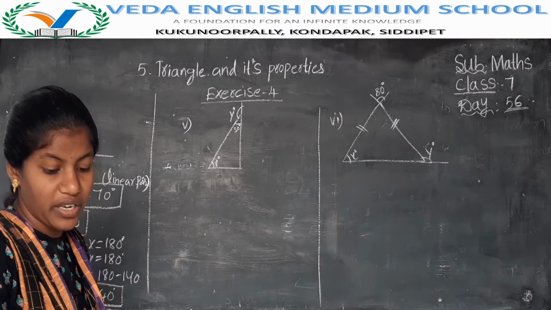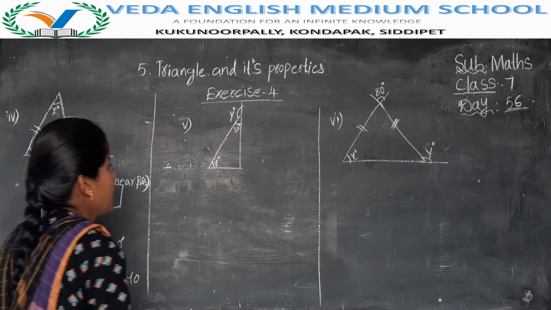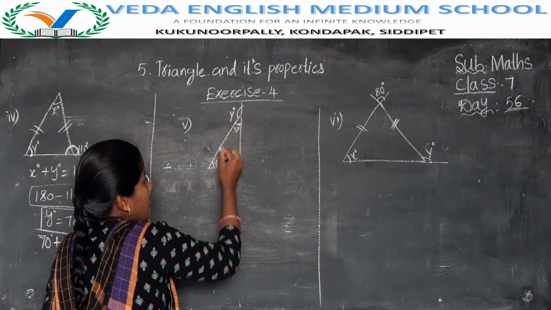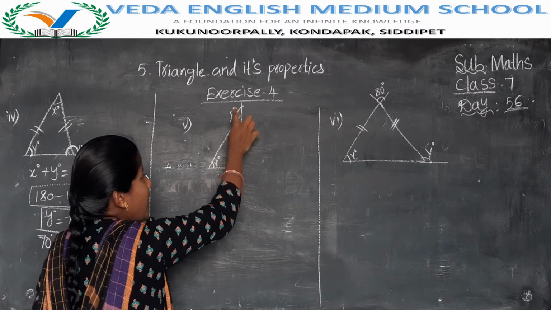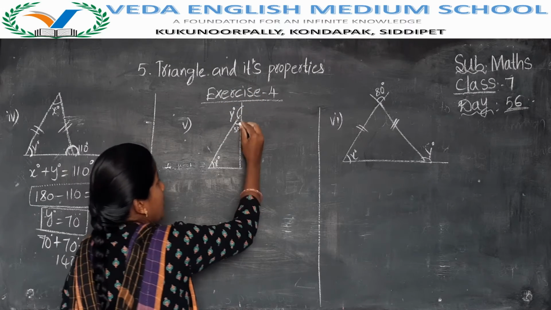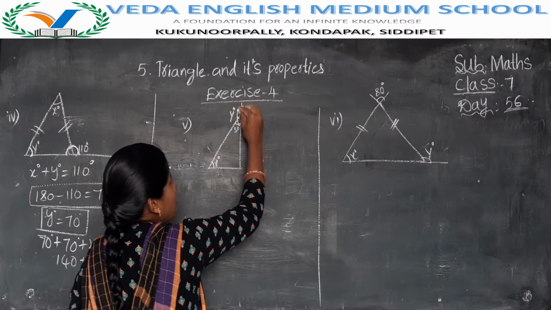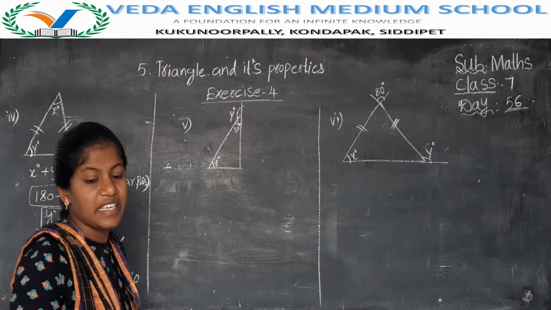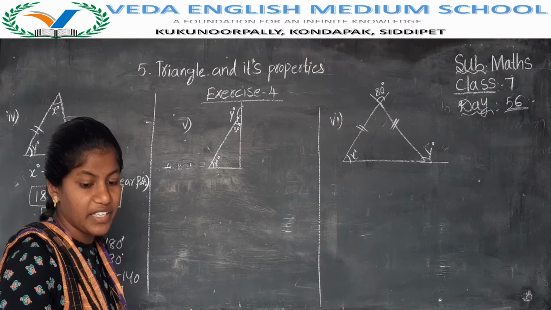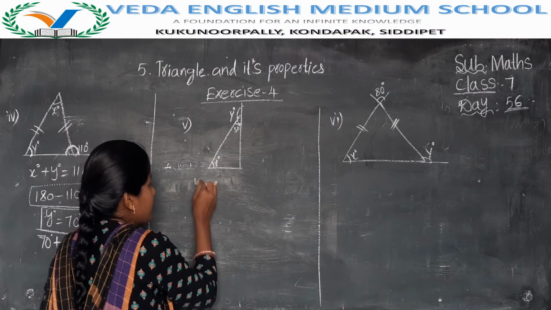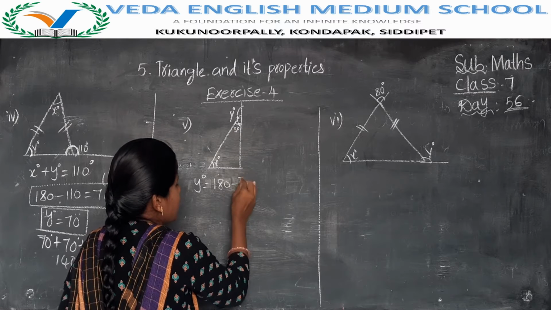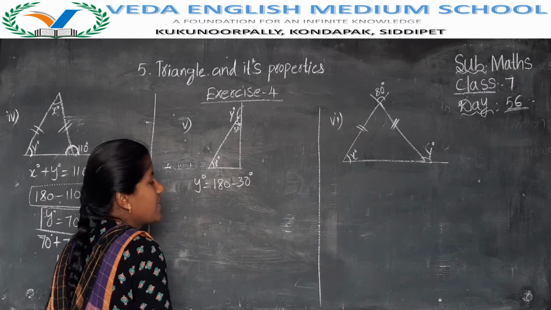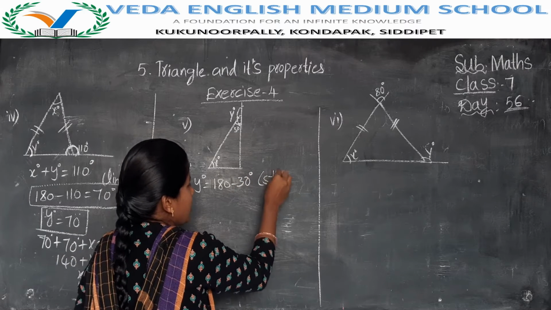Next, fifth question. Here we have x, here we have y. First, we will find the value of y because if I draw like this, it becomes a linear pair or straight angle. A straight angle should be 180 degrees. So y is equal to 180 minus 30. Why 180 minus 30? Because it is a straight angle.